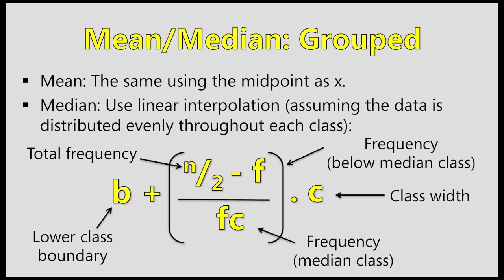The mean and the median for grouped data now. The mean is the same, using the midpoint as x, as I said. The median, use linear interpolation, assuming the data is distributed evenly throughout the class. You might need to say that. B plus, you can see the letters, so I'll read it out as it is, which is the lowest class boundary plus the total frequency divided by 2, or if it's a quartile divided by 4 or 3, minus the frequency below the median class, divided by the frequency of the median class, all multiplied by the class width, and add that onto B. So that's what you've got to do, really.